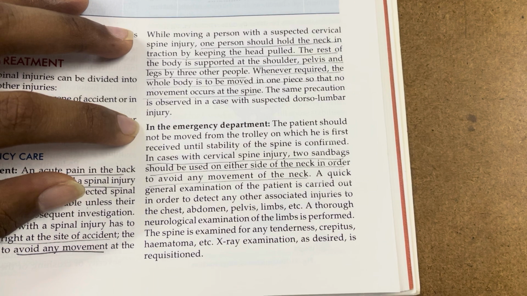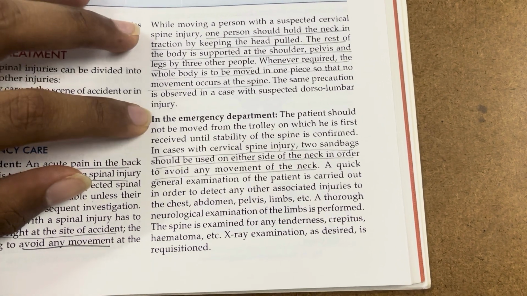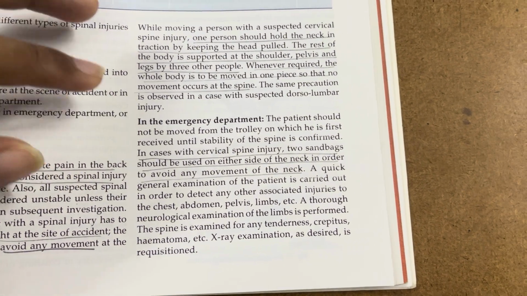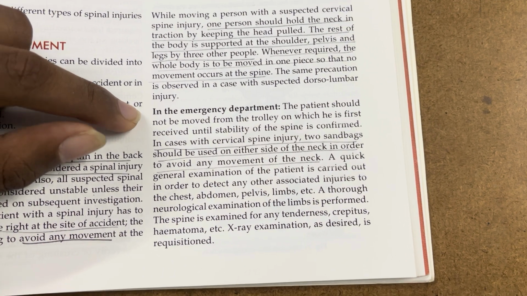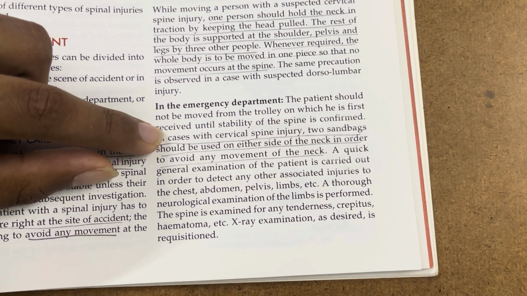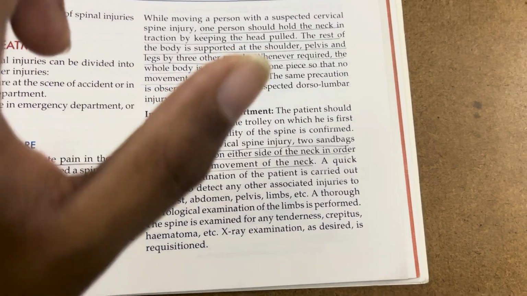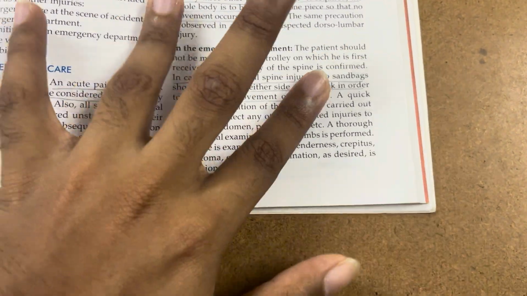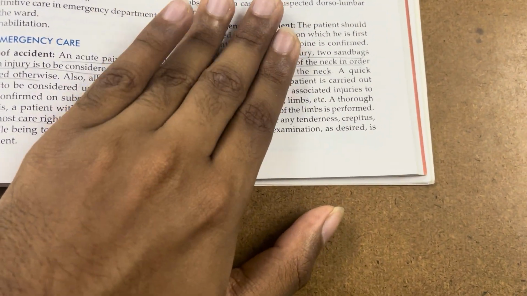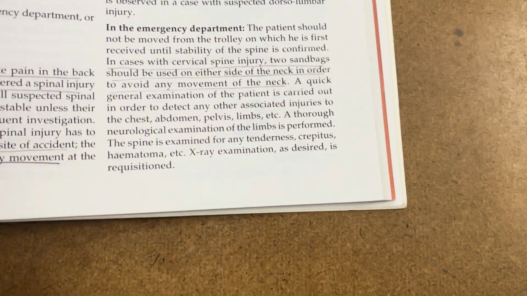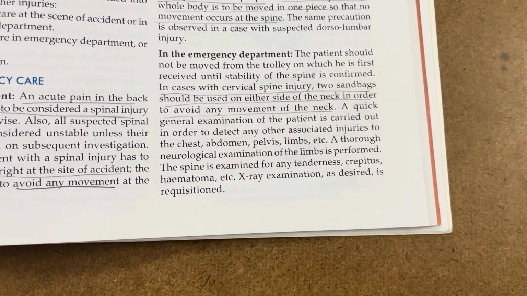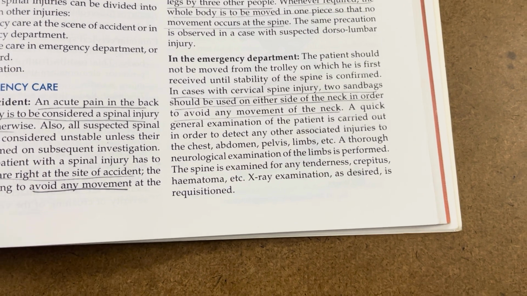Then in the emergency department, the patient should not be moved from the trolley on which he is received until stability of the spine is confirmed. In cases of cervical spine injury, use 2 sandbags on either side of the neck. So if this is the neck, then put sandbags on either side of the neck to hold the neck and prevent it from moving this way and that way.